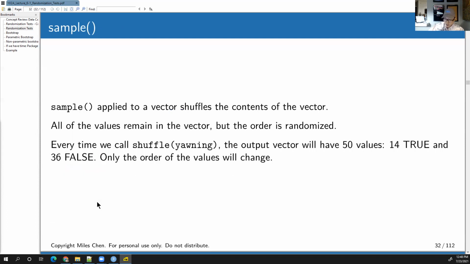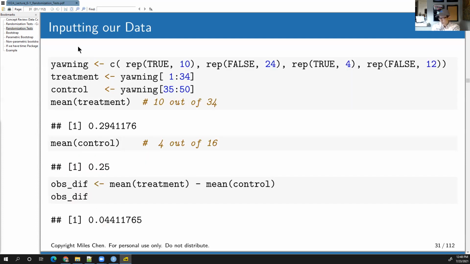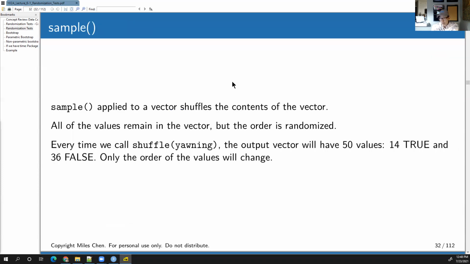All right, and so what I'm going to do is shuffle up these 50 people. I've got 50 true/false values, 14 are true and the remaining 36 are false. I'm going to shuffle those up using sample. We're just going to shuffle up the vector, and we're going to put some of them in group A and some in group B. Every single one will have 14 true and 36 false, but the order of the values will change.